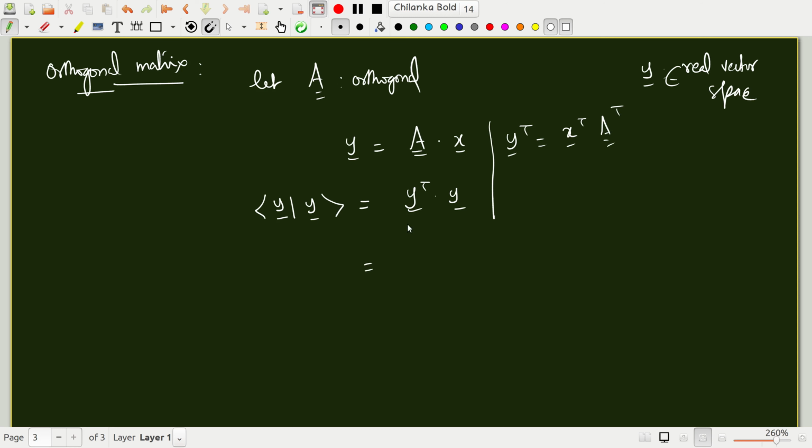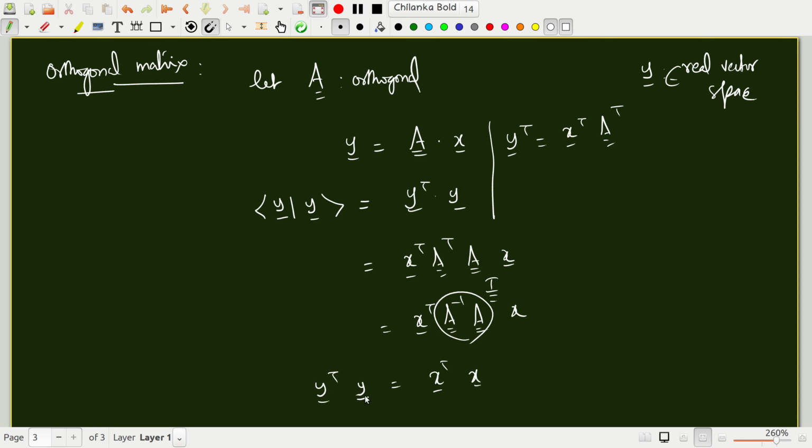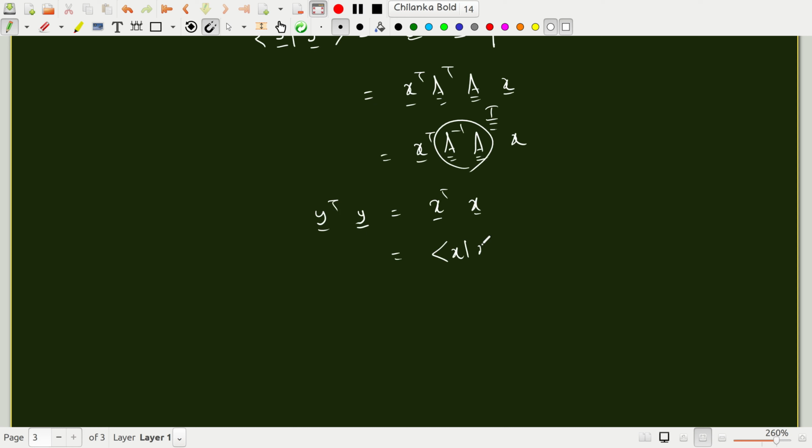So Y transpose Y is X transpose A transpose, but Y is simply A X, and A transpose is A inverse because A is orthogonal, so A transpose A should be I. So this is X transpose X, and this is Y transpose Y. So what is X transpose X? This is the norm of the original vector, the inner product of X with itself, and this is the inner product of Y with itself.